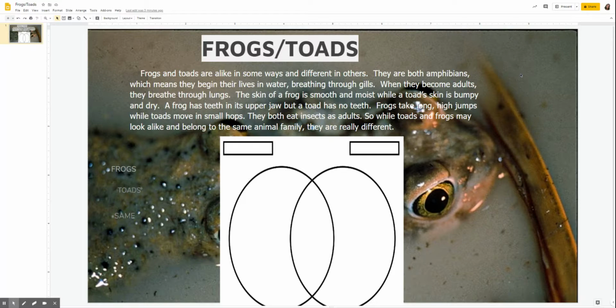Frogs and toads are alike in some ways and different in others. They are both amphibians, which means they begin their lives in water, breathing through gills. When they become adults, they breathe through lungs. The skin of a frog is smooth and moist, while a toad's skin is bumpy and dry. A frog has teeth in its upper jaw, but a toad has no teeth. Frogs take long, high jumps, while toads move in small hops. They both eat insects as adults. So while toads and frogs may look alike and belong to the same animal family, they are really different.